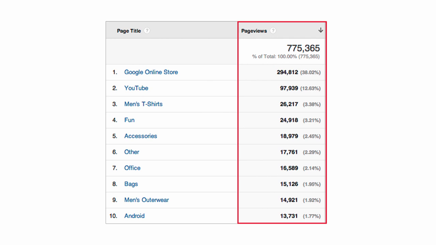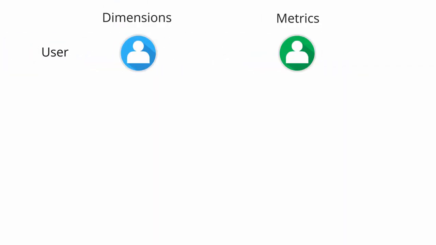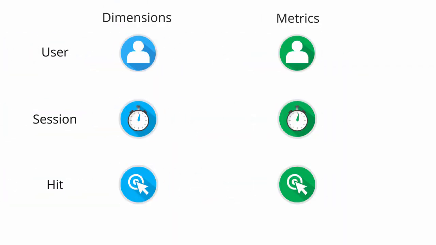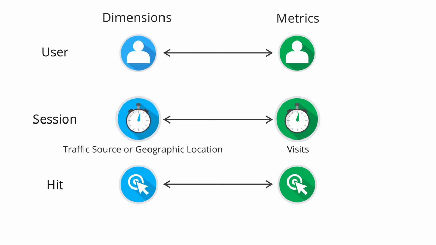However, not every metric can be combined with every dimension. Each dimension and metric has a scope that aligns with a level of the analytics data hierarchy: user, session, or hit level. In most cases, it only makes sense to combine dimensions and metrics in your reports that belong to the same scope. For example, the count of visits is a session-based metric, so it can only be used with session-level dimensions, like traffic source or geographic location. It would not be logical to combine the count of visits metric with a hit-level dimension, like page title.